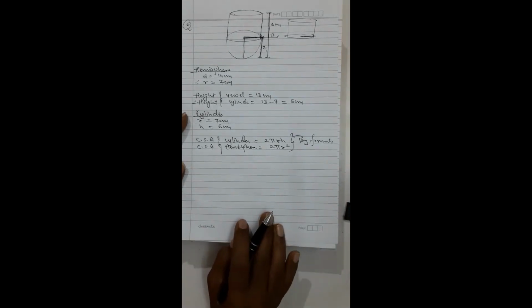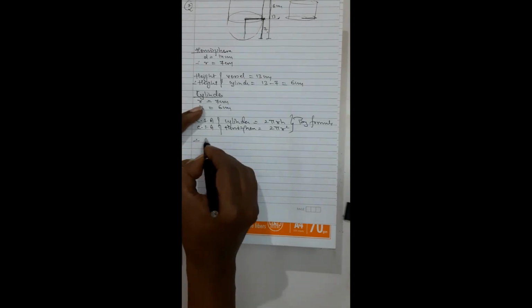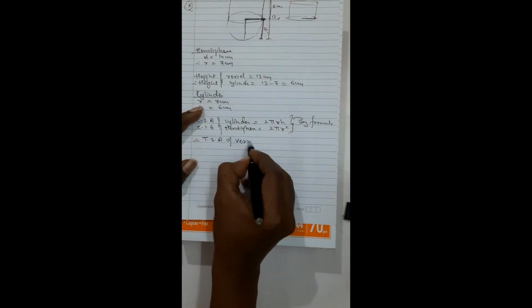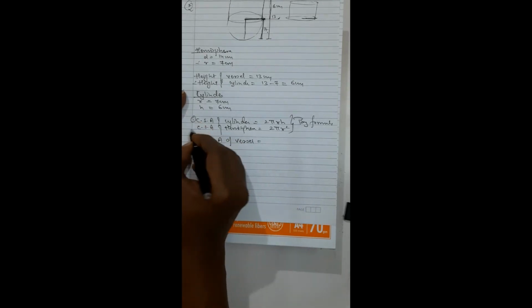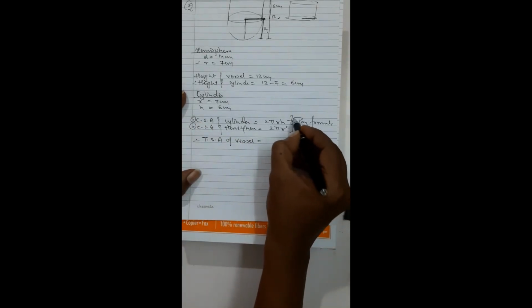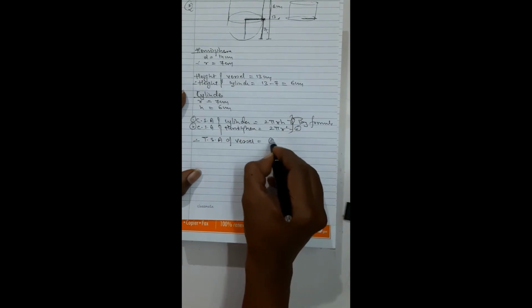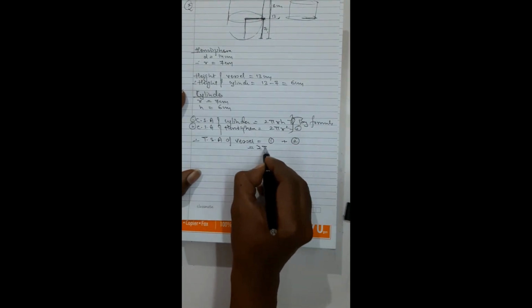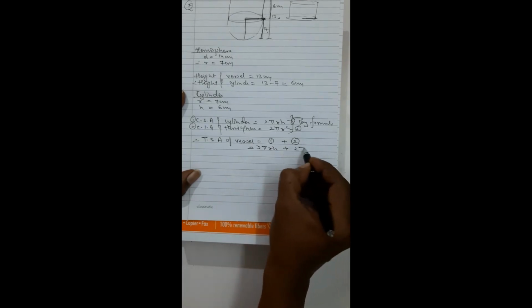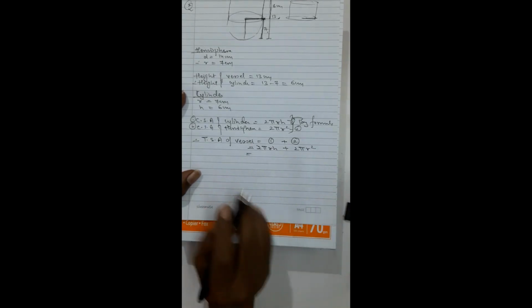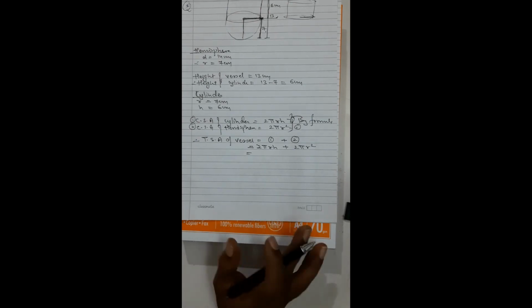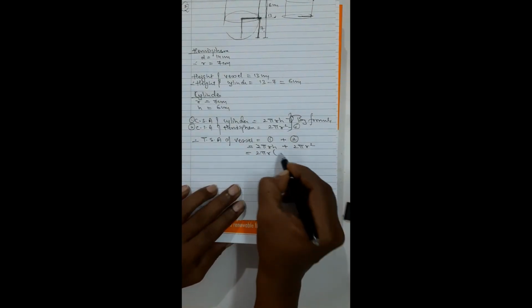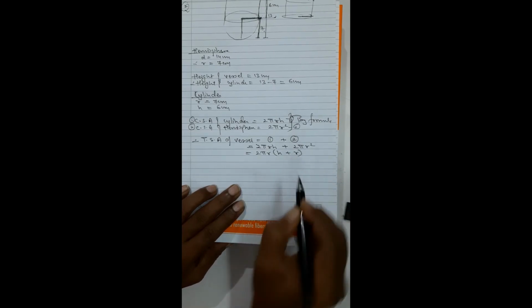Both are by formula. Therefore, the total surface area of the vessel will be equal to the first plus the second, 1 plus 2. That will be 2 pi r h plus 2 pi r square. You have to be very cautious that r is the same and h is different. So 2 pi r will go out as a common factor. Here h plus r will stay.